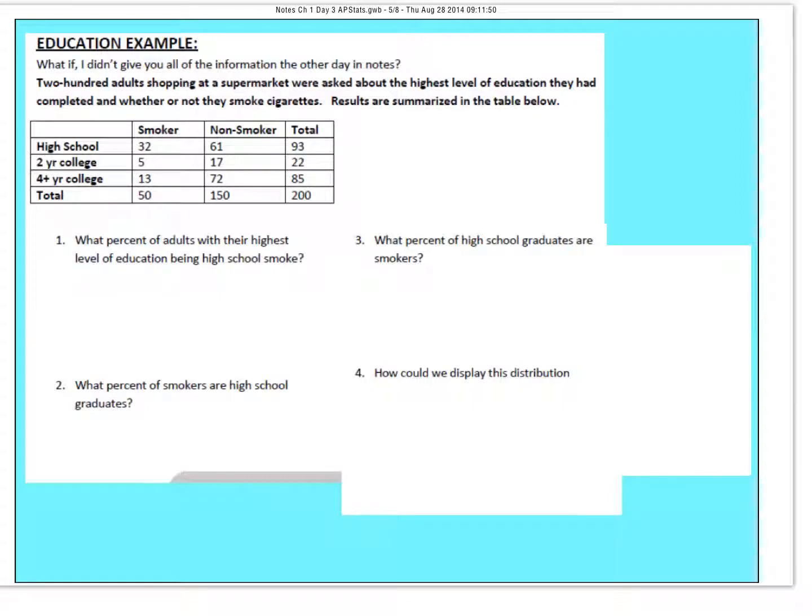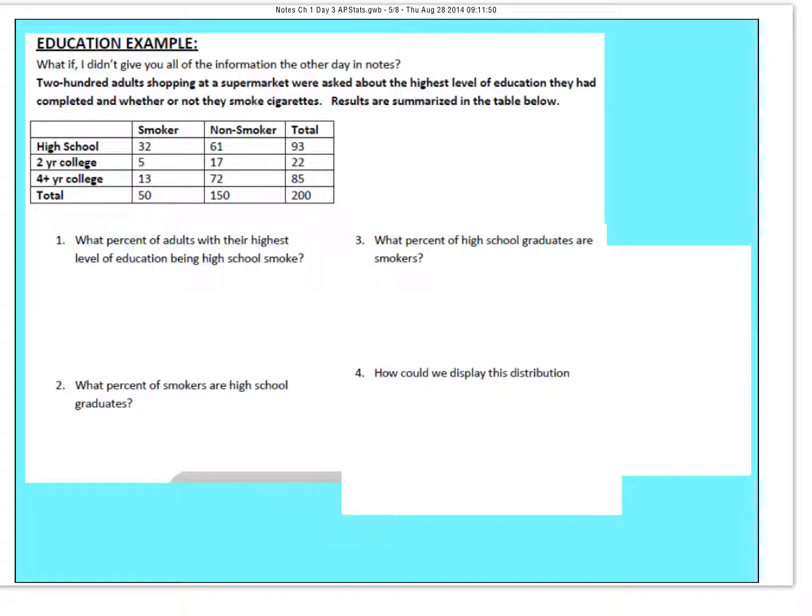Let's look at another example for answering some questions about marginal and conditionals. Here we have 200 adults shopping at a supermarket. We're asked about their highest level of education that they had completed and if they were a smoker or not. So here we have the two-way table about education and smoking, and we see the information here. Right here, we see the marginal totals are actually computed.